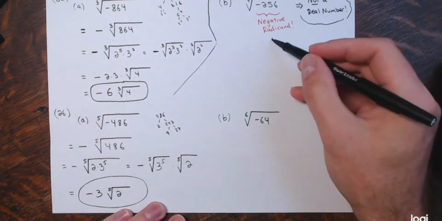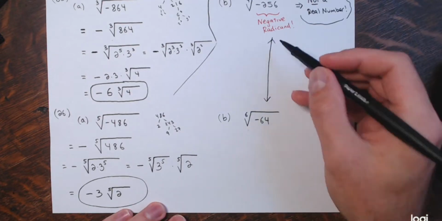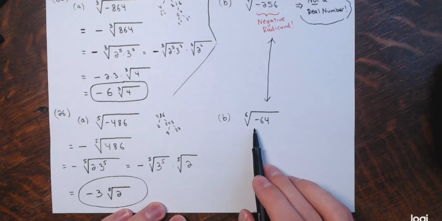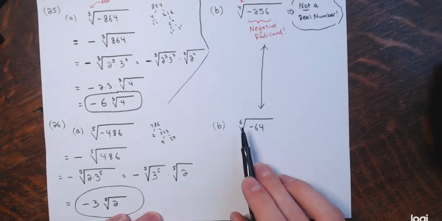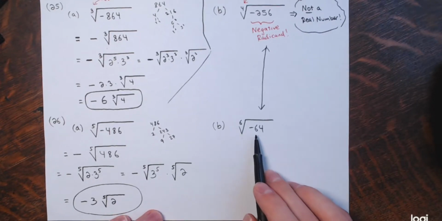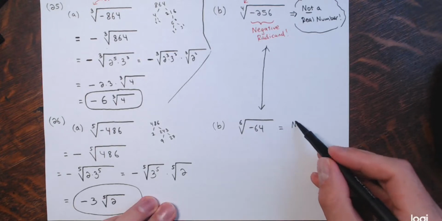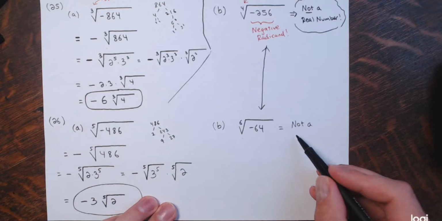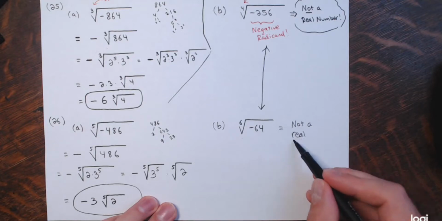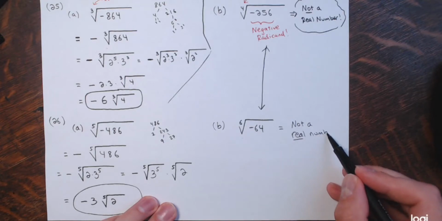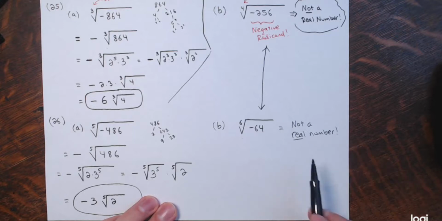And then just like example B of number 25, look at example B of number 26 here. We have an even root of a negative number. So again, for right now, this is not a real number. There's no real number you could raise to the 6th power to get negative 64.